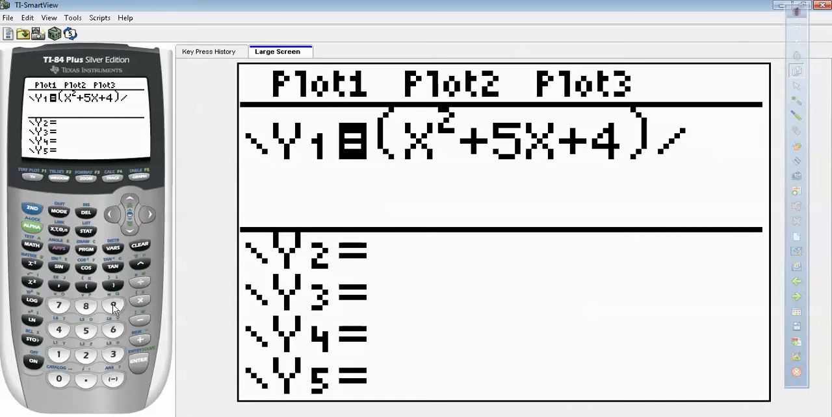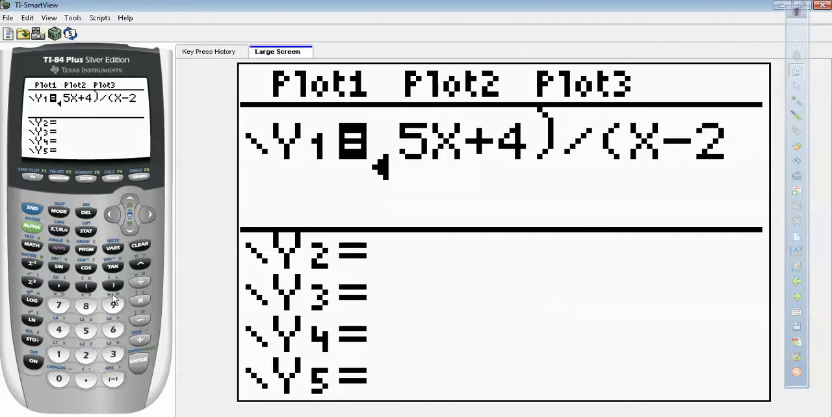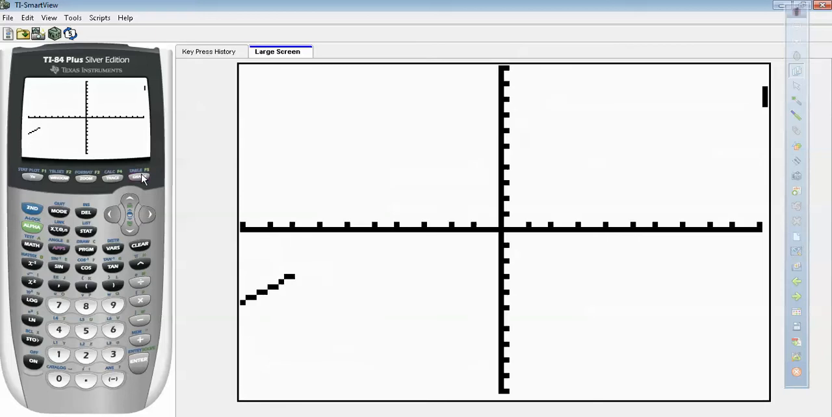And let's type in x. Actually, it was minus 2, wasn't it? X minus, oops, I'm forgetting my parentheses, right? X minus 2. Close it. Graph it.